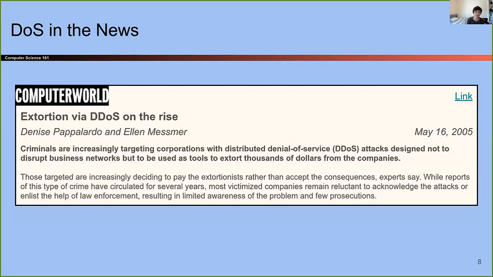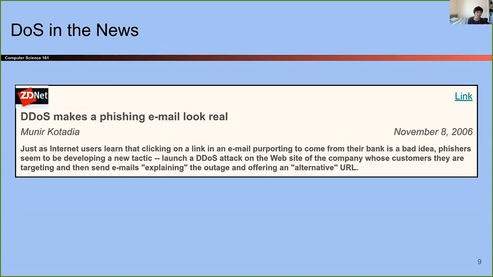Computer World talked about the rise of DDoS, which is a specific type of denial of service that we'll talk more about later. And we're seeing how criminals are increasingly targeting corporations using these DDoS attacks in order to extort money from these companies. This is also an interesting one, or one that I thought interesting in the 20 articles that were in the original pile.